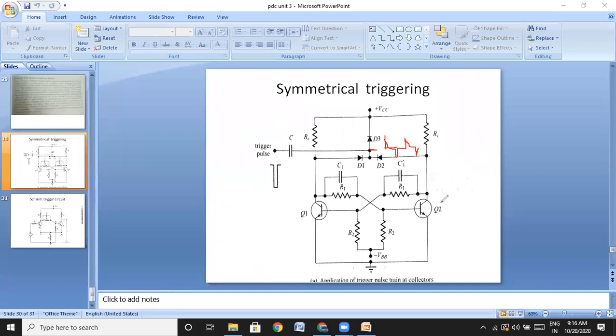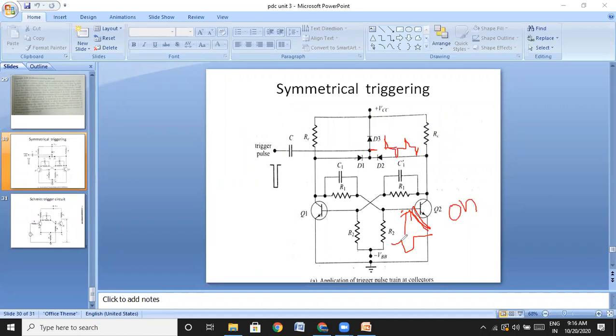That means if this transistor is on, in order to make it off, we apply a negative pulse here of small magnitude, as we already saw in unsymmetrical triggering. The voltage at this junction is 0.6 volts, because it is in forward bias in the on state. If you make the voltage less than 0.6, then automatically this diode and this transistor go to the off state.